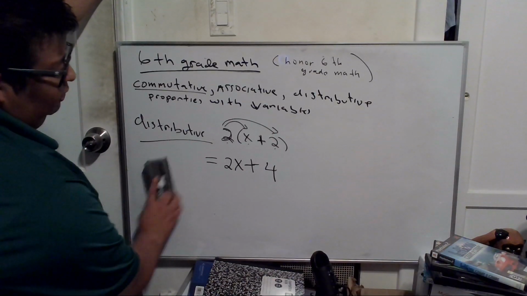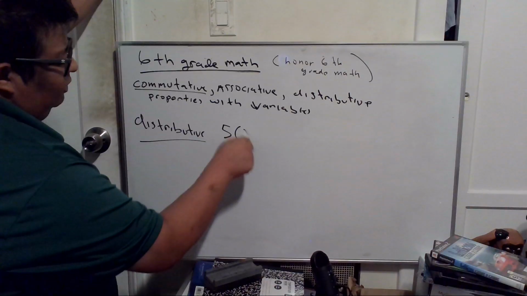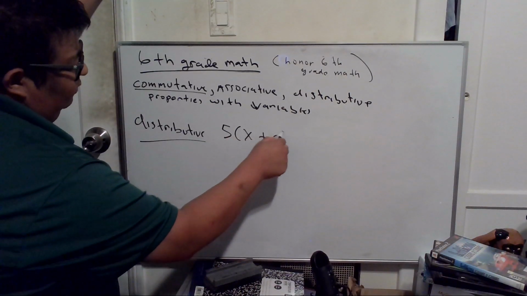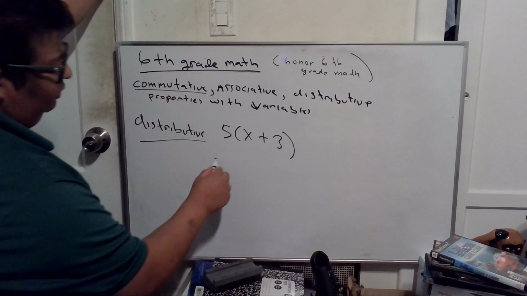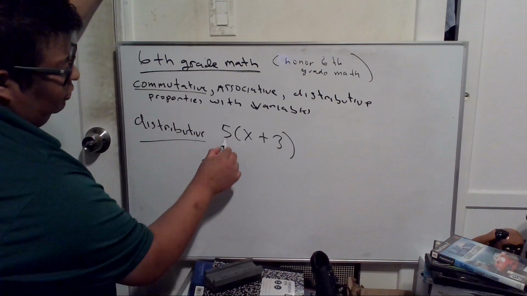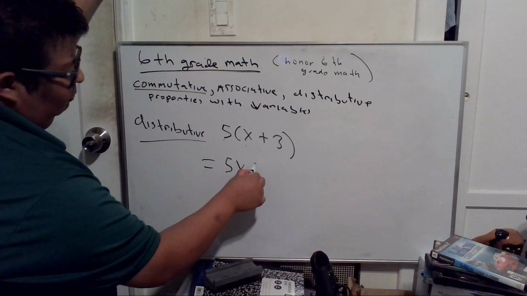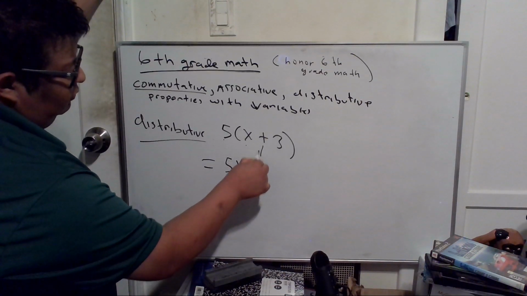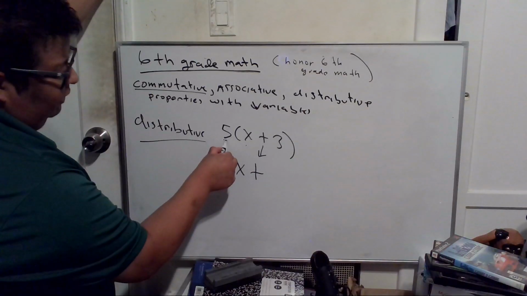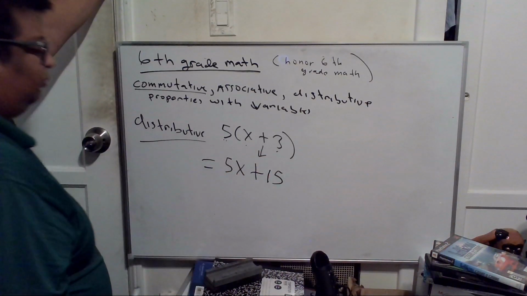Let me give you another example. Let's say you have 5 times x plus 3. How would you do it? You do multiplication to each term. So 5 times x is 5x plus, don't forget the plus comes from here, and then 5 times 3 is 15.